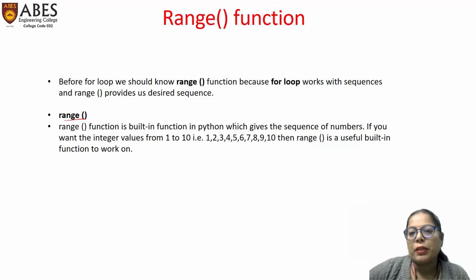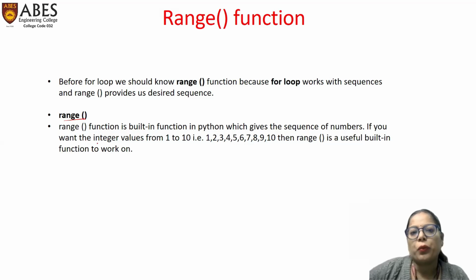Now the range function is a built-in function in Python which gives a sequence of numbers. A built-in function is a function where you don't need to declare, define, and call. You just use that built-in function in the syntax in which it is defined. So built-in functions are the type of functions where you don't need to declare or define; you just need to call it, you just need to use it.